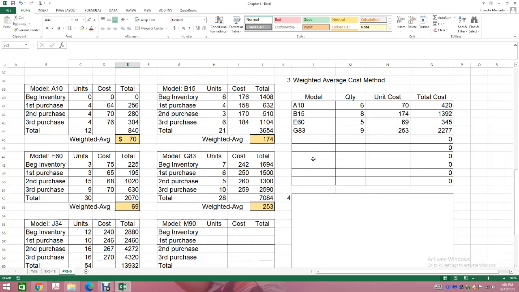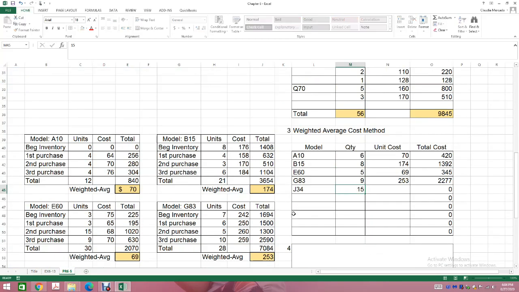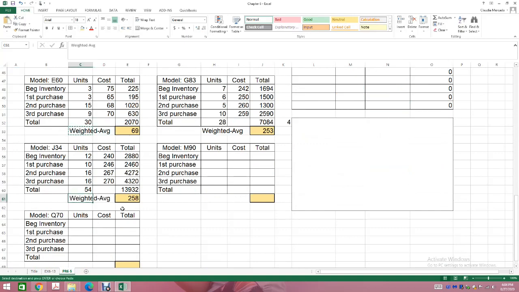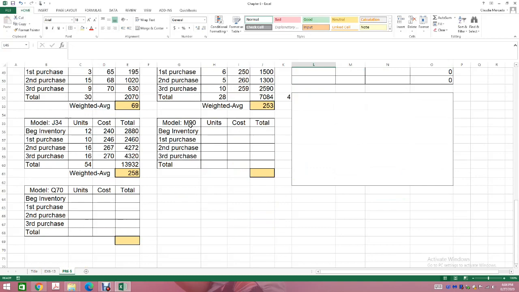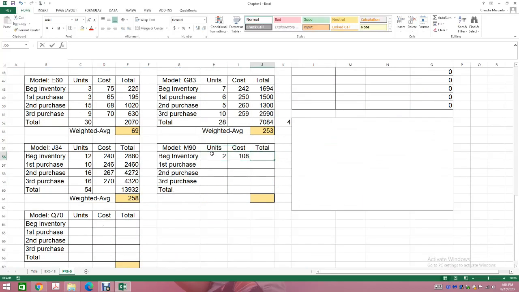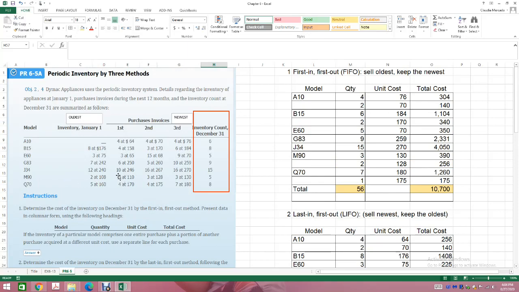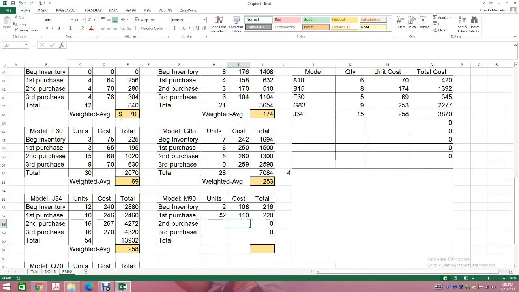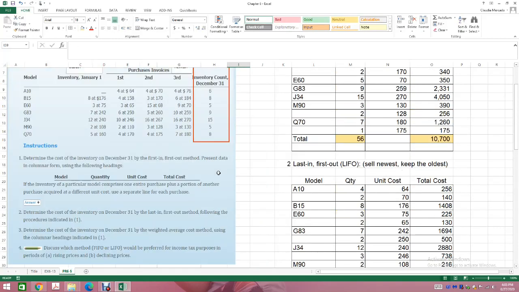So for J34, we have 15 units left. And we calculated a weighted average cost per unit of $258. The next one we have is model M90. M90 has the beginning inventory of 2 at 108. Then you multiply them. Once you do the formula on one cell, you can just click that little corner and bring it down, and it'll automatically calculate the formulas for you. My first purchase of M90 was 2 at 110. My second purchase was 3 at 128. And then my third purchase was 3 at 130.